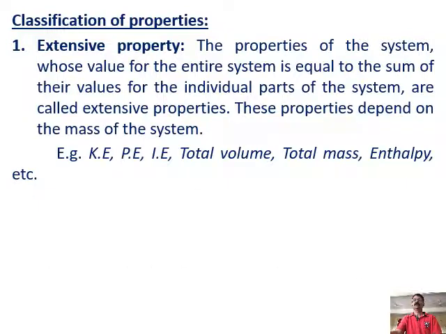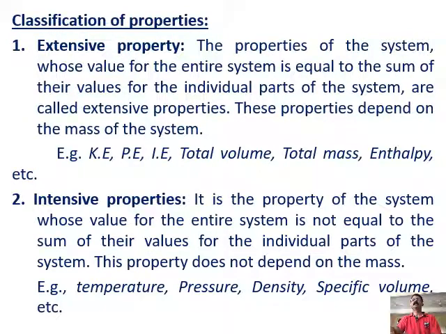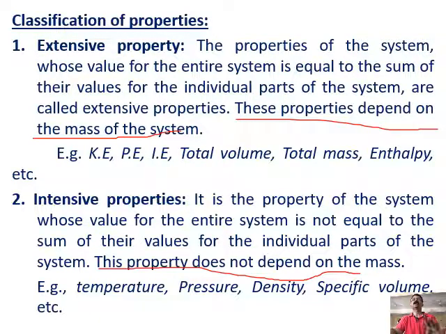Now coming to the intensive properties. It is a property of the system whose value for the entire system is not equal to the sum of their values for the individual parts of the system. So here, for the extensive property, you can see it depends on the mass of the system. That is one of the very important characteristics of the extensive property, whereas the intensive property does not depend on it. So here the value for the entire system is not equal to the sum like in the previous case. So here you need not add.